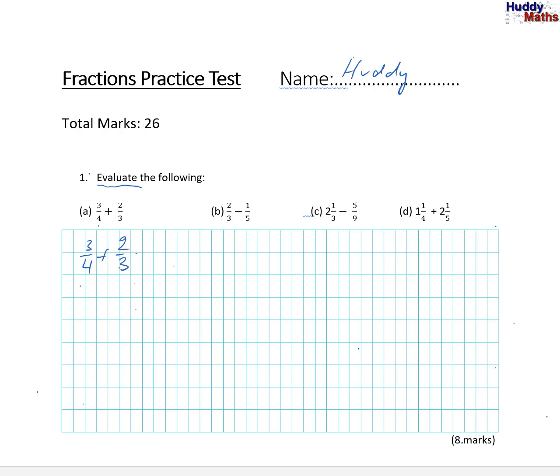Okay, now this is like, hey, 3/4 and 2/3, they're different from each other. It's like saying, what's 3 cats plus 2 dogs? Can't do that. We're going to have to change them to the same sort of units, if you like. So, is there something we can change quarters to and thirds to? Let's look at the lowest common multiple.